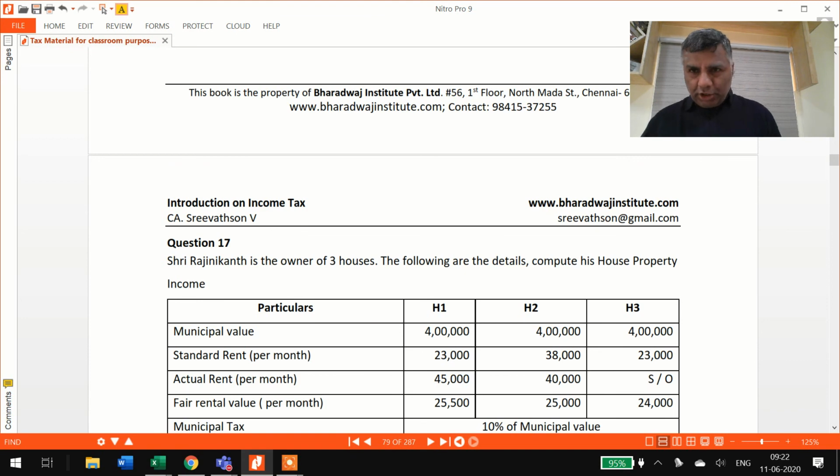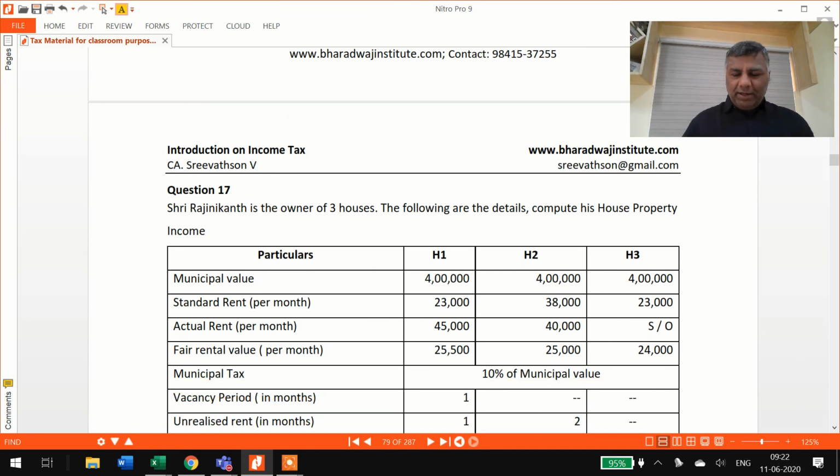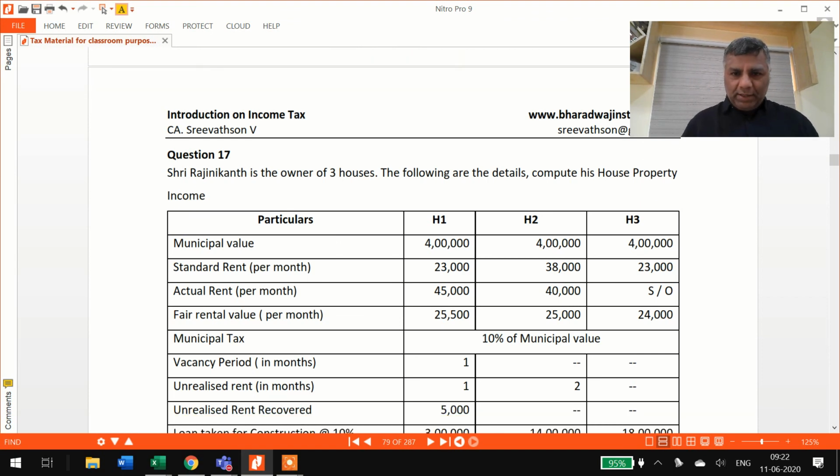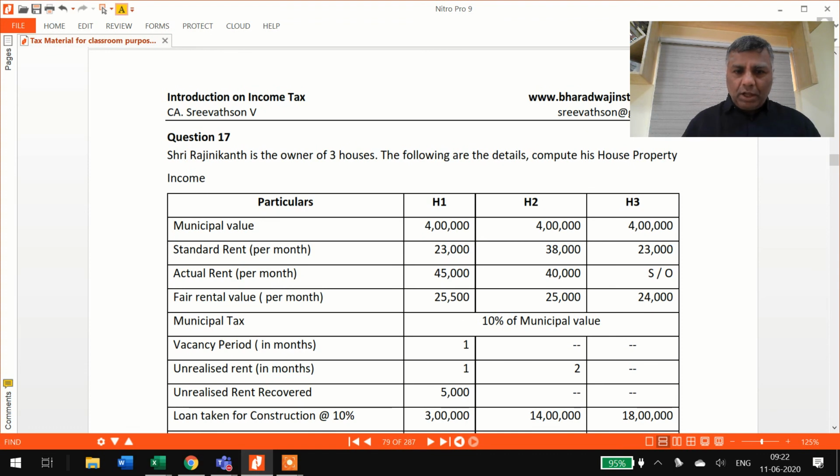I'm going to the Talivar question. The other questions I'll tell you what we'll do. I'm going to the Talivar question directly. Question number 17 in page number 79, friends.